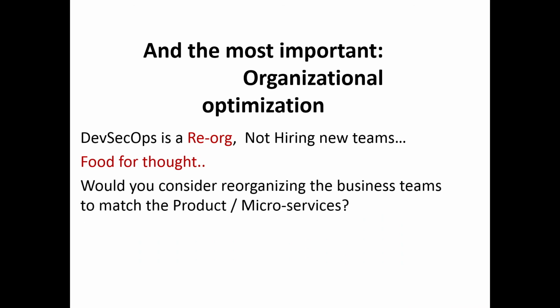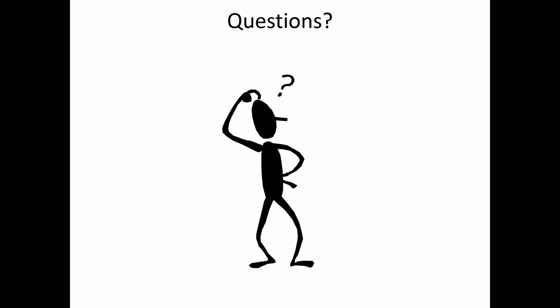And food for thought: would you consider reorganizing your business area also? Because we are talking about product ownership and microservices. Would you consider reorganizing your business area to match the DevSecOps teams and microservices? Would you call it Biz DevSecOps? I think that's the next thing coming on. Biz DevSecOps. So that's all I had.